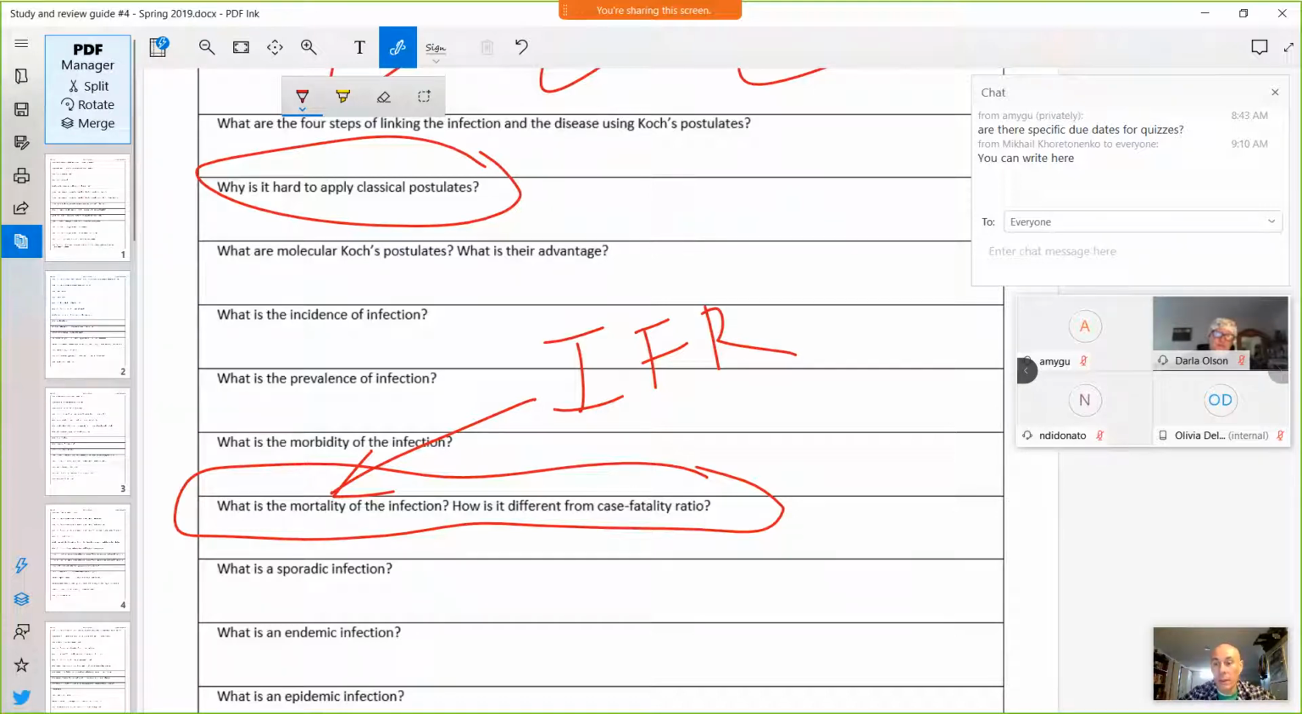So folks from Oxford, I think, modeled that the actual IFR for coronavirus is about 0.1%. So 1 out of 1,000 people actually die. 1 out of 1,000 actually infected people die. So it's kind of good news.